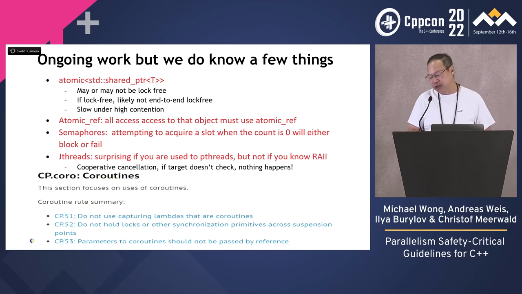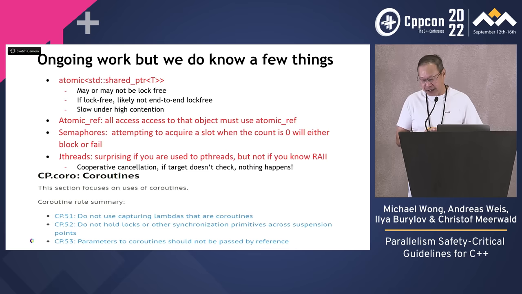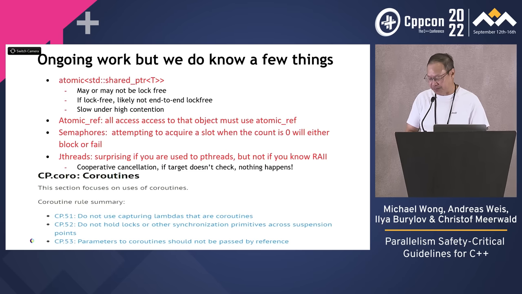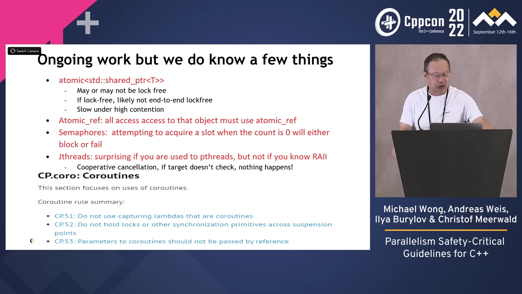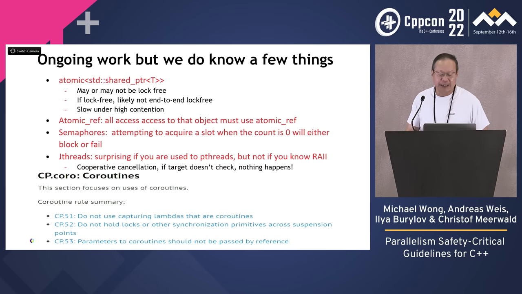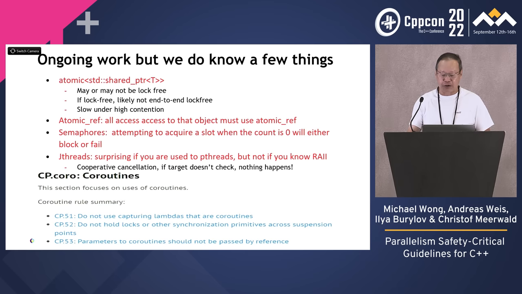Okay. Now, coroutines, we already have Core Guidelines on these. Don't use capturing lambdas that are coroutines. Okay, so what's that about? Well, it turns out that usage patterns that are correct with normal lambdas are hazardous with coroutine lambdas.